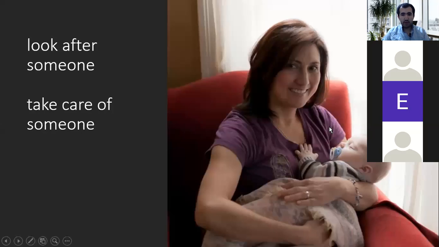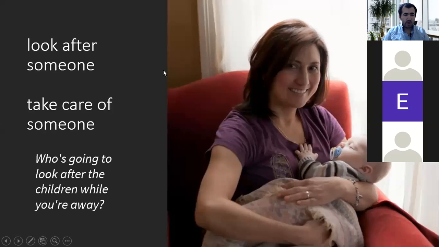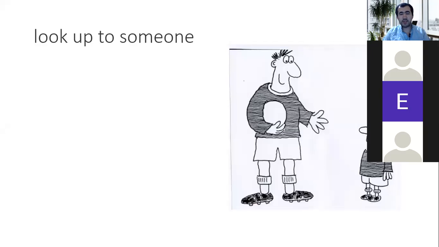Look after someone. Take care of someone, like a mother takes care of her child. Who is going to look after the children while you're away?